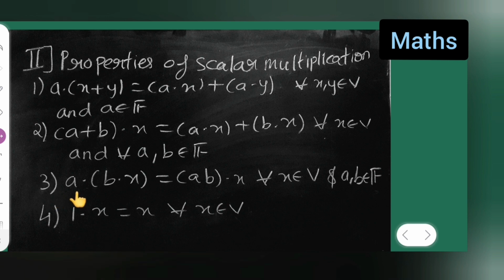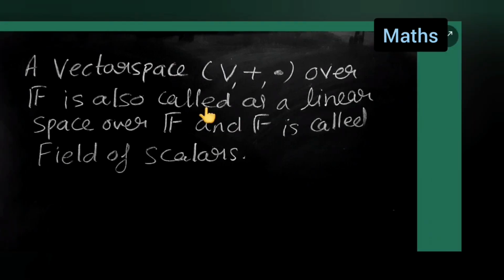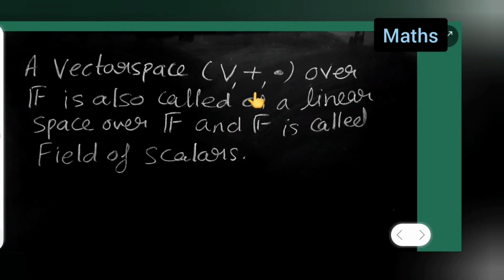Third one is what? a into b, and x will be separate for all x belonging to the vector, and a, b belonging to a field. Fourth is 1 into x is equal to x for all x belonging to the vector. Next, moving on, a vector space V plus dot over F is called a linear space over F.